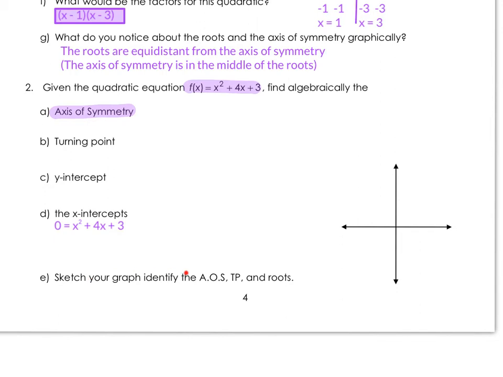And then when you sketch your graph, you're going to want to start by graphing the axis of symmetry, the turning point, the roots, and I would also graph the y-intercept so that you can know where those points all are. And then think about it. Is it a smiley face or a frowny face parabola? And go ahead and connect your points to sketch what the graph would look like. But it needs to have the correct axis of symmetry, turning point, and roots in order to have an accurate sketch.